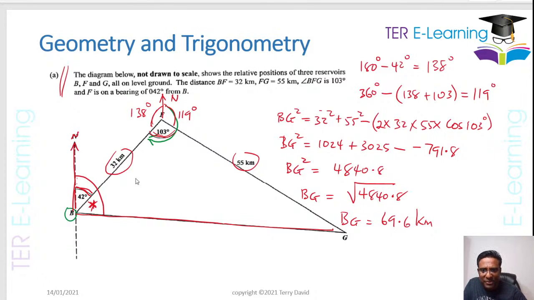Now, to use the sine rule, I need to know what this side is, which I know it's 55, right? And we just worked out BG. We got 69.6 kilometers, right? And look, we have the angle that is opposite that as well. So that is enough information for me to use the sine rule, right? So in order to use the sine rule looks like this. I'm going to take a length, that's this, divided by sine of an angle, that's this here, equal to this length divided by this angle that we don't know.